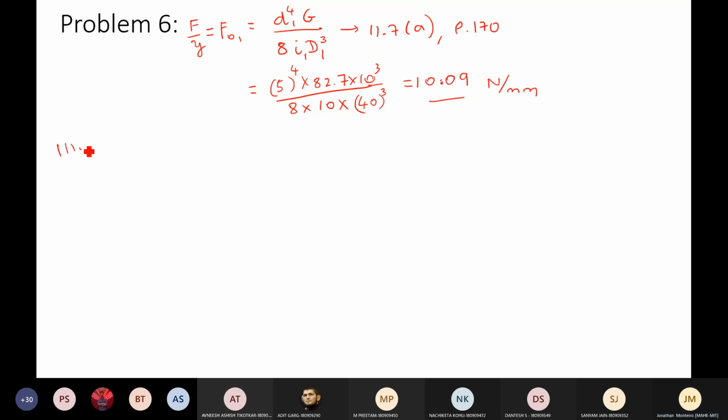Similarly, I can write what is F02. F02 will be d2 to the power 4 G by 8 I2 D2 cube. So how much does it come if I directly write it here? Substitute for what is d2 and capital D2 and I2.